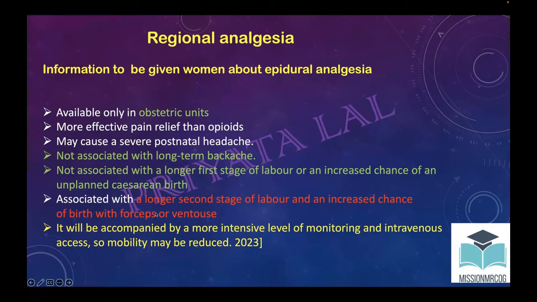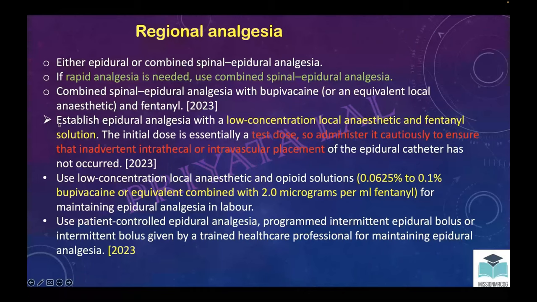Apart from this, what they have added in 2023 is that there should be intensive monitoring and IV access. If regional analgesia is there, and IV access is there, obviously the mobility of the patient will be reduced. Now, if rapid analgesia is needed, then what is to be used? It is combined spinal epidural. So this is the rapid analgesia, combined spinal and epidural.